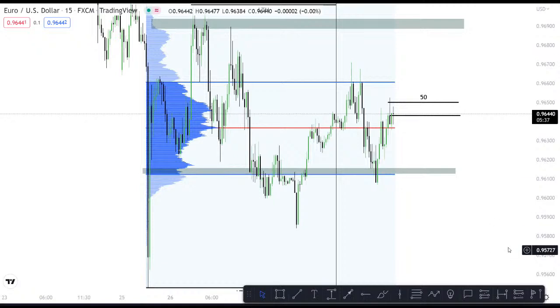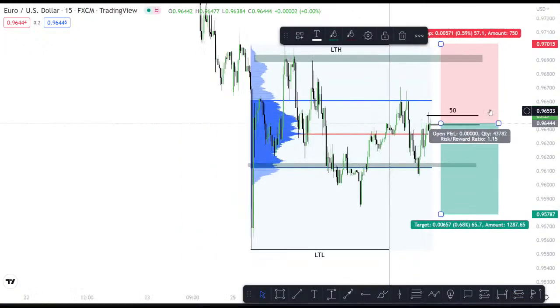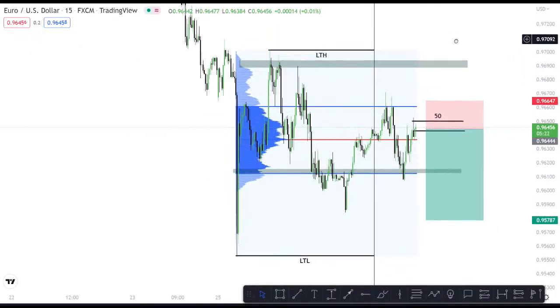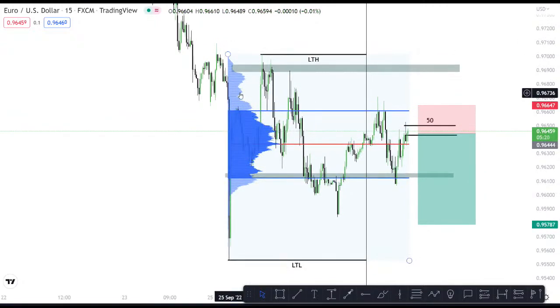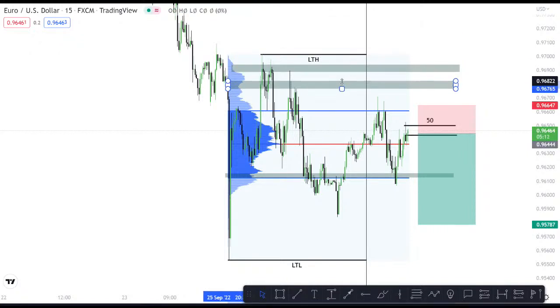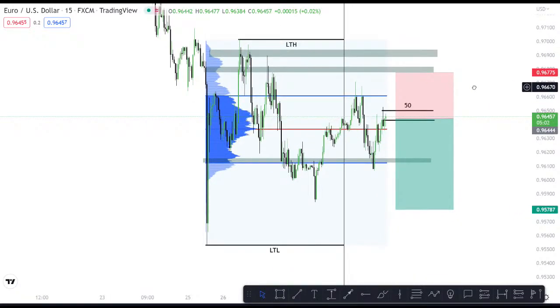So if we are to go short at that particular time, where am I putting my stop loss? I will put my stop loss above the next volume node. Let's look for that level. Remember, if the dollar is to buy, we are selling the euro dollar. If the dollar is to sell, we are buying the euro dollar.